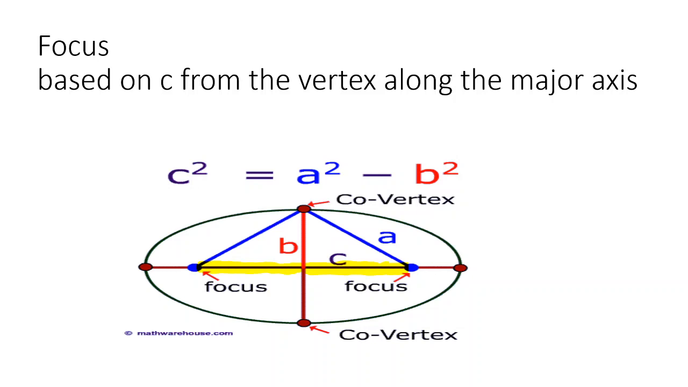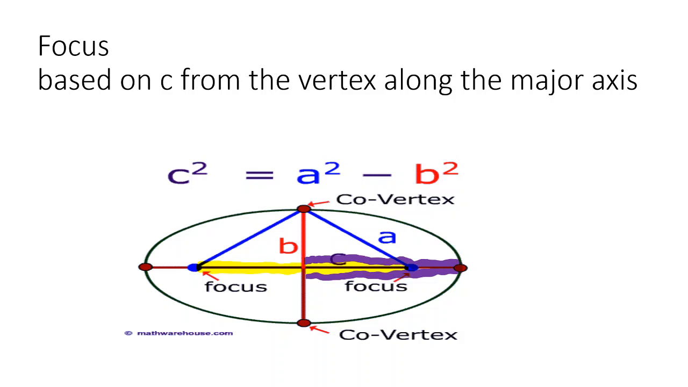And so you can see there that A, at least, will be guaranteed to be longer because A is the distance from here out to here. That's A. So you can see that C is guaranteed to be shorter than A.